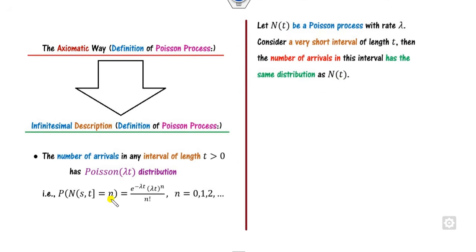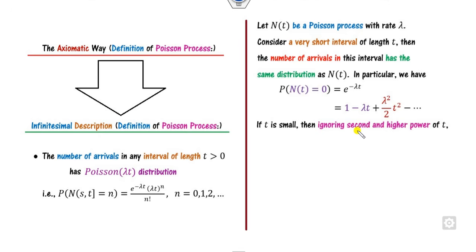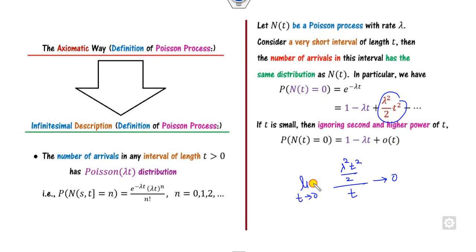So I can substitute n is equal to 0. If n is 0, this value becomes 1. This is my 1 here. Now I can expand this value. Since the length t is small, if it is a very small number, then ignoring the higher and second powers, this part will go to o of t. Why? Because if I consider this, it goes to 0 as t approaches 0. So it means this function will satisfy the order of t.